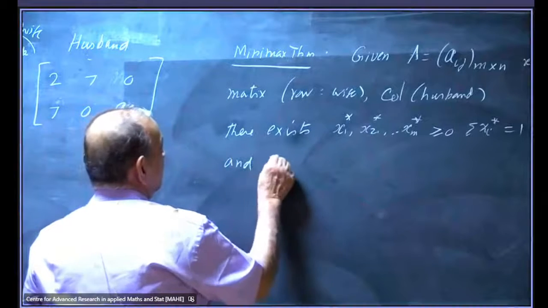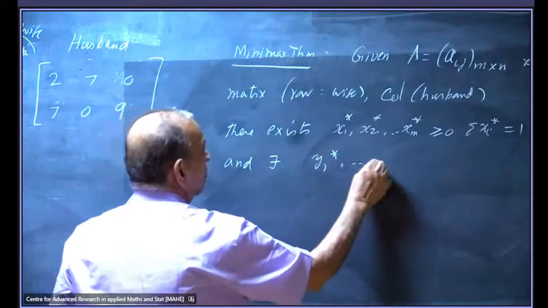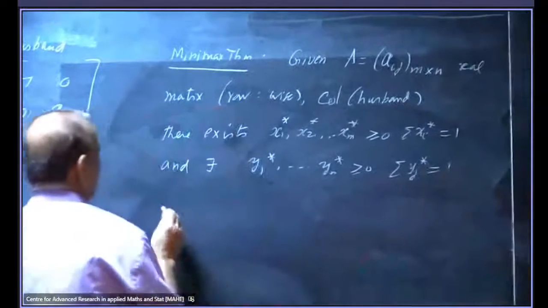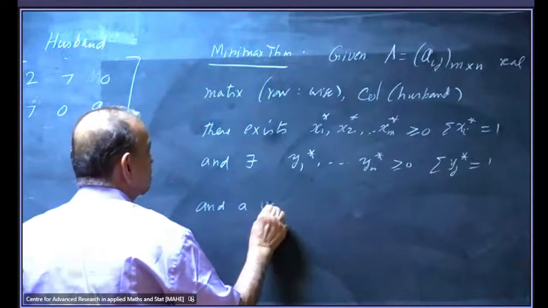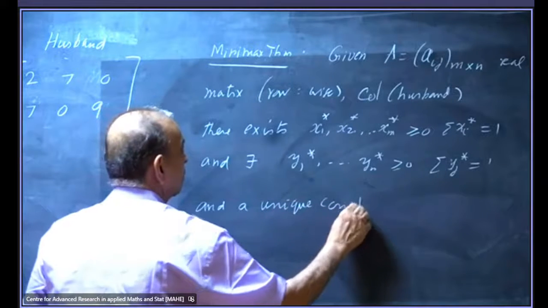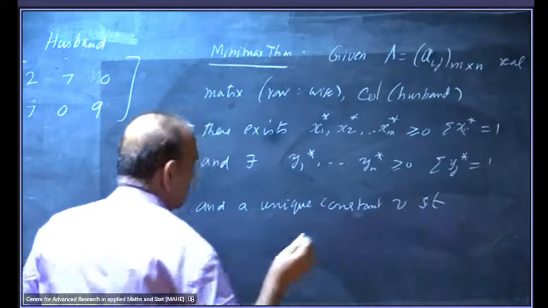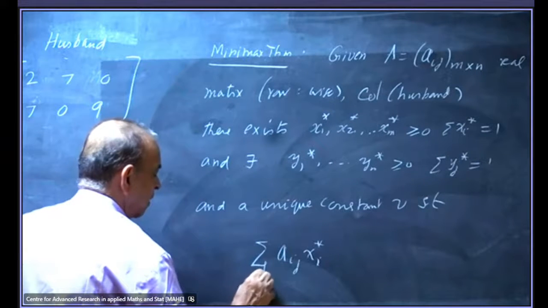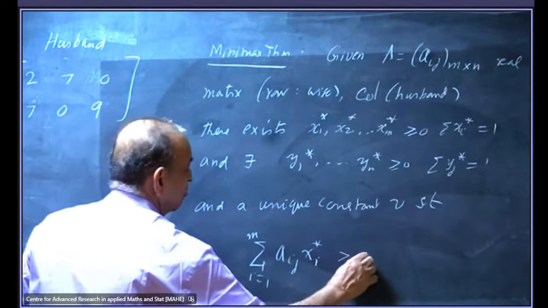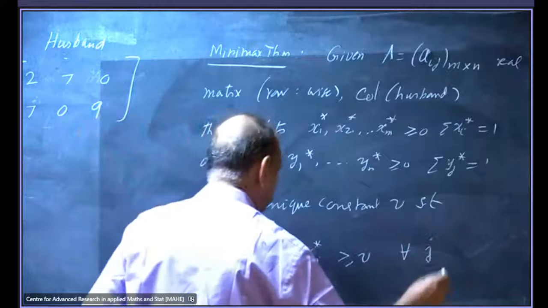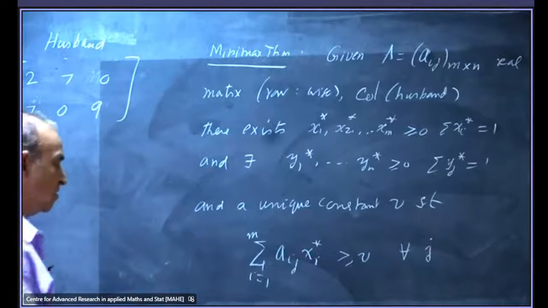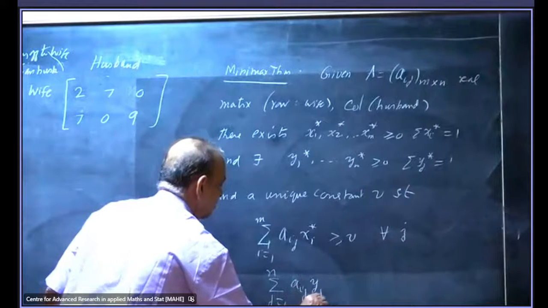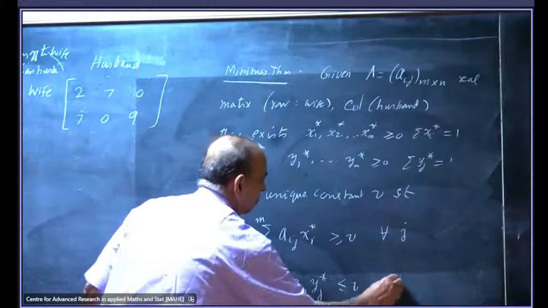and there exist y1 star, up to yn star, with summation yj star equal to 1, and a unique constant B such that summation aij xi star, i equals 1 to n, is greater than or equal to B for all j, and summation aij yj star is less than or equal to B for all i.